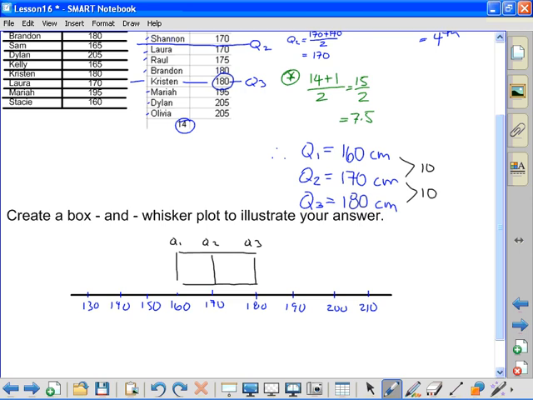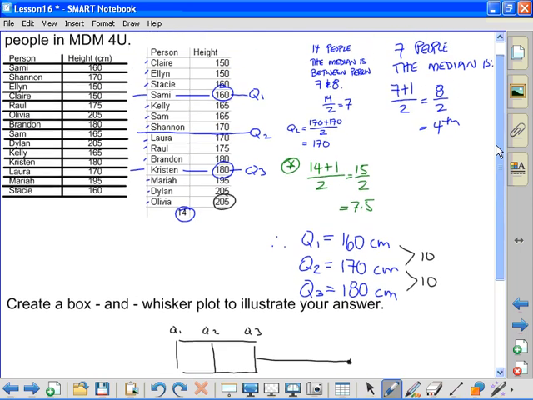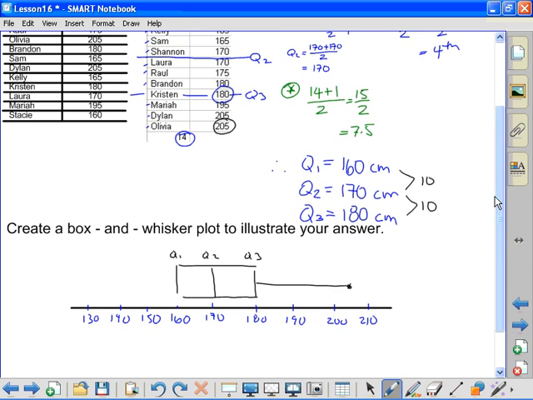Now, the max point is at 205. So up here, it's Olivia. So 205, hers right there. So our whisker would extend out to 205. And the whisker in the smallest direction would be 150, which would be Claire. So it's down here. So there's the box whisker. You see the whiskers aren't balanced.